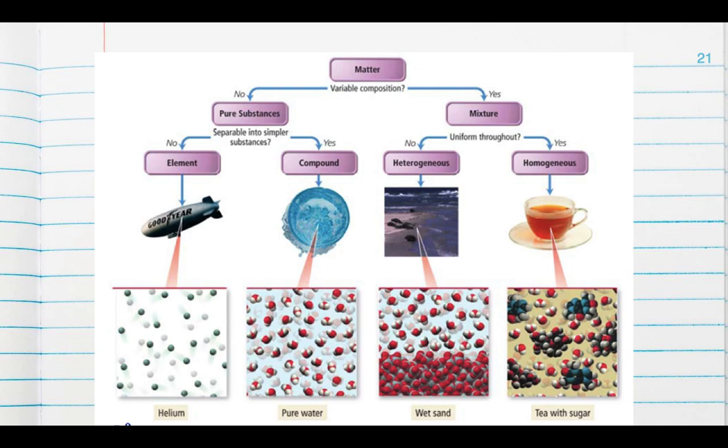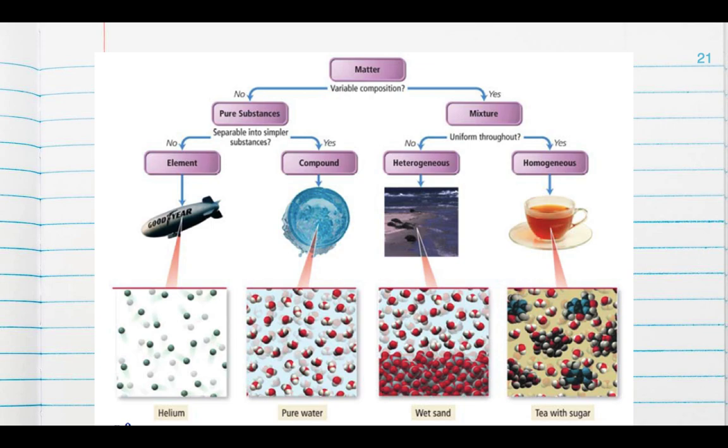So back up to matter. Is it made of different stuff? Yes. Mixture. So with my mixture, is it uniform throughout? Where it means uniform throughout, meaning are the molecules all the same all the way through it? If I took a sample of it, no matter where I was at, are they going to be the same? So are they the same all the way through?